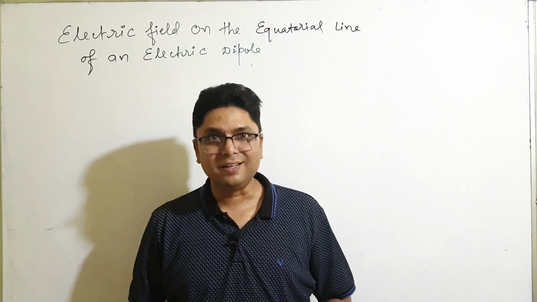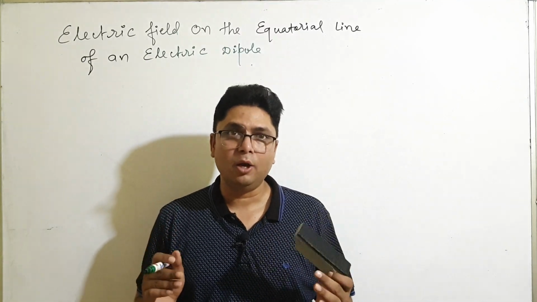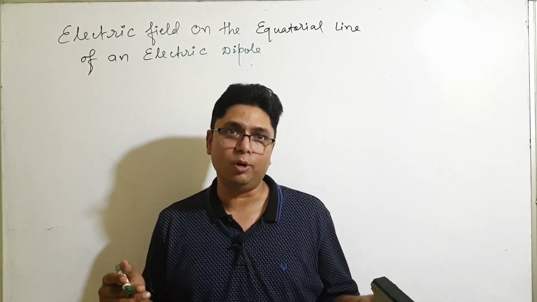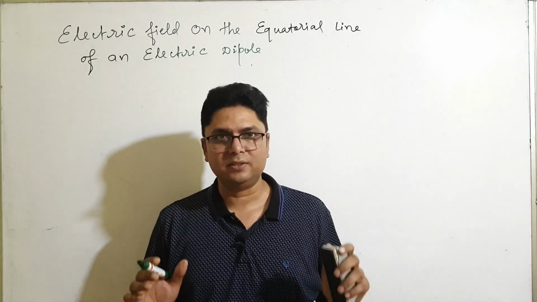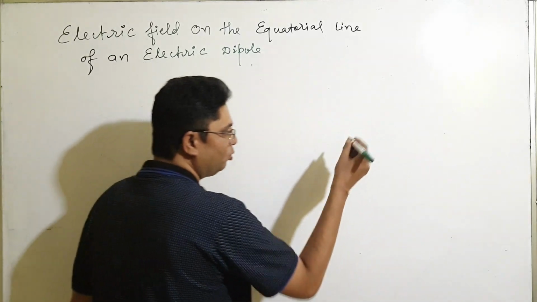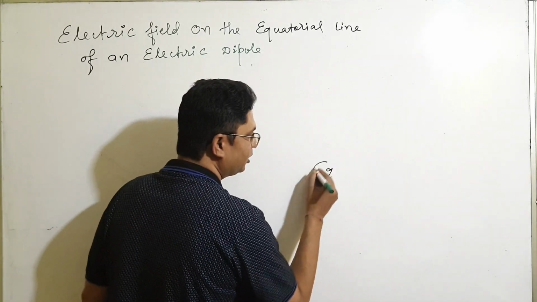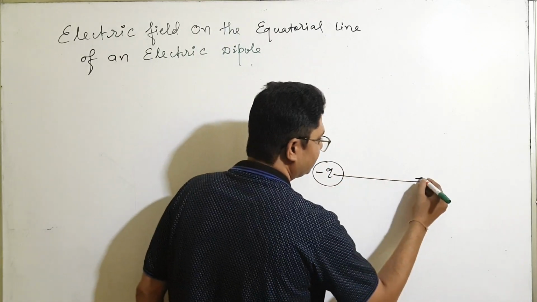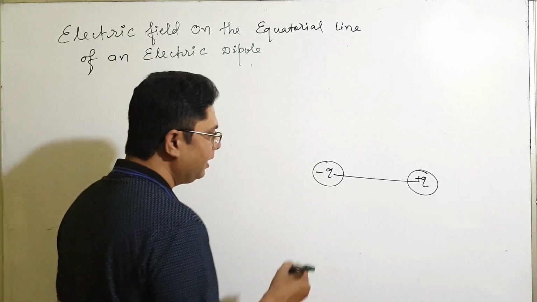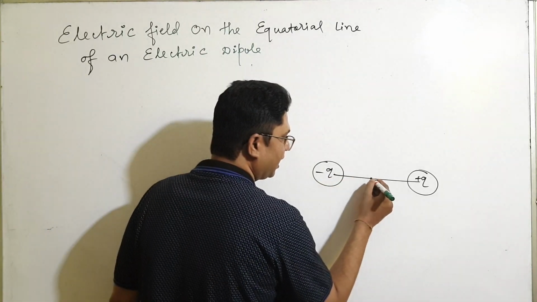Friends, let's learn electric field on the equatorial line of an electric dipole. For understanding this, we require a dipole. Here we need two charges. This is minus q charge and this is plus q charge. These two charges form a dipole. Let the center of these charges be this.